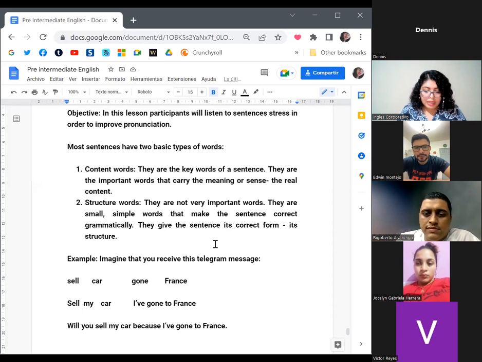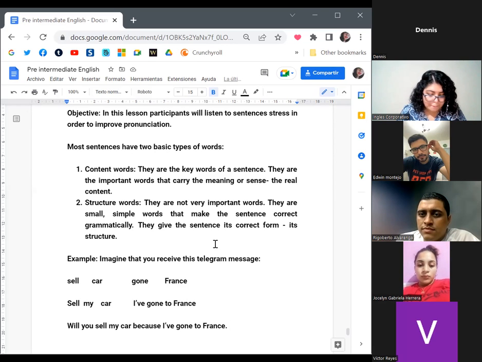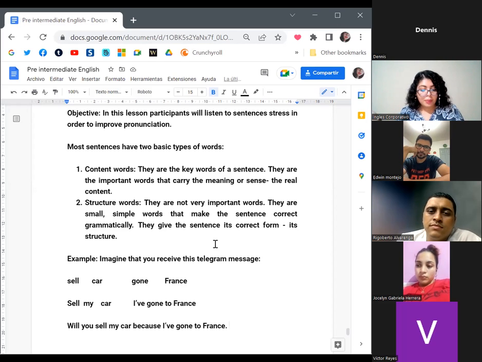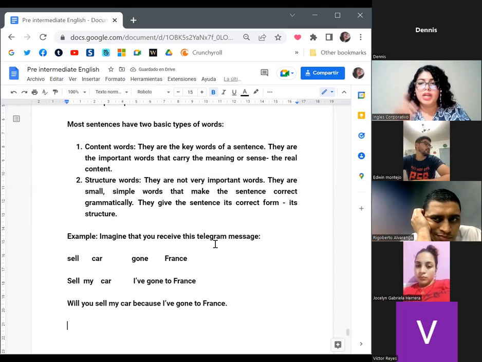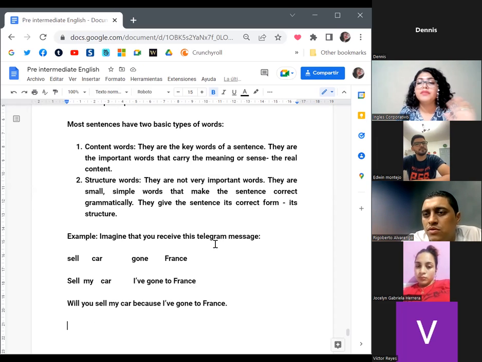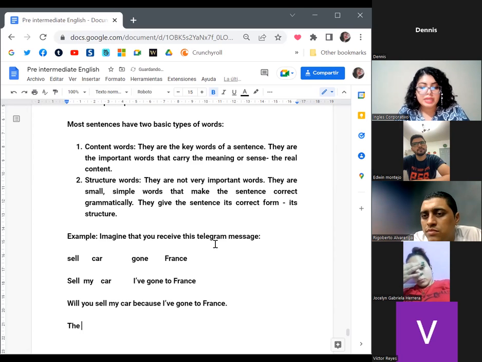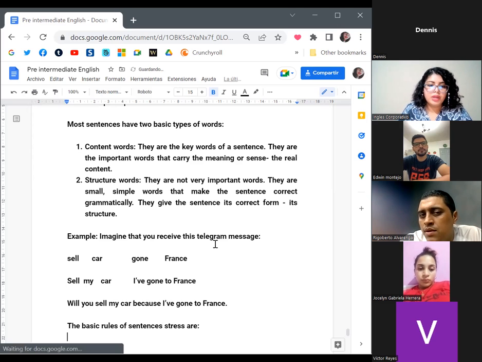So, let's see. I have an exercise, but first we need to see something else. We have the rules. Obviously, we have some rules for this kind of topic. So, the basic rules of sentence stress are, and we need to pay attention to this because the exercise has to be with the information, not with the phrases, just the information.